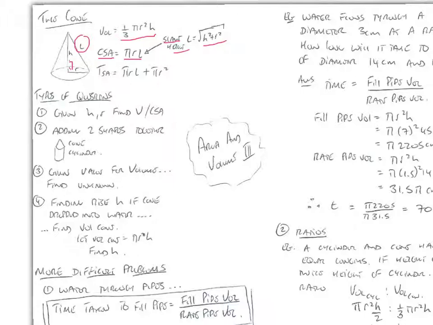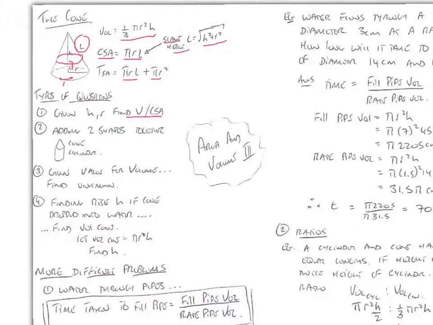That's considering that this is a right-angled triangle and we're using Pythagoras' theorem. Okay, and the total surface area of a cone is pi r l, which is this curved surface area, plus the area of the circle underneath, which is pi r squared. And the types of questions you're asked with the cone: you're given h and r, and you're asked to find the volume or the curved surface area.